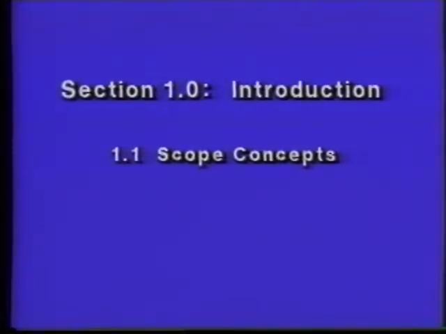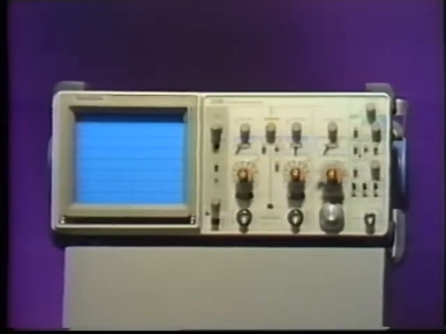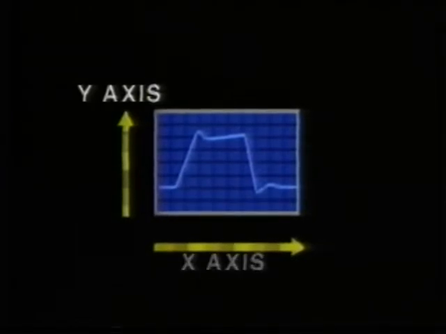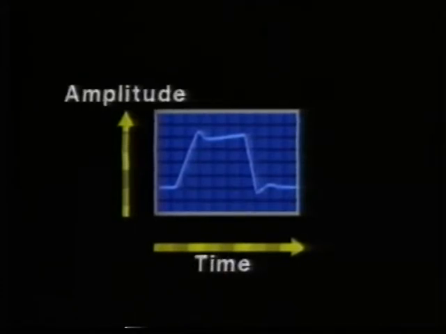With today's diverse technology, the need for viewing electrical phenomena is greater than ever. The device most commonly used to view electrical events is the oscilloscope. Oscilloscopes display electrical events by drawing a graph that shows amplitude on the vertical or y-axis and time on the horizontal or x-axis.